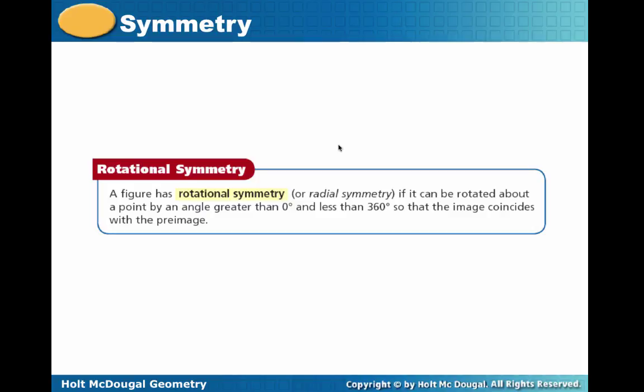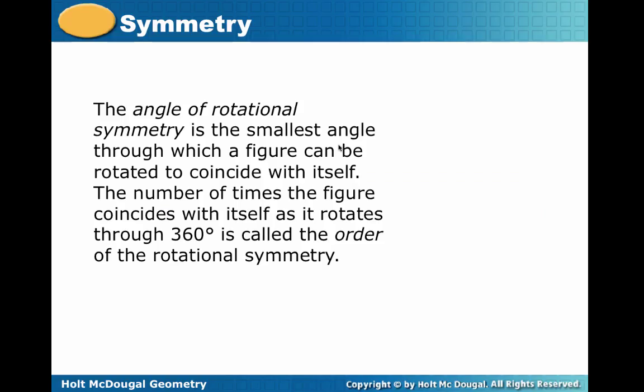Now, rotational symmetry. A figure has rotational symmetry if it can be rotated about a point by an angle greater than 0 and less than 360 degrees, so that the image coincides with the pre-image. The angle of rotational symmetry is the smallest angle through which a figure can be rotated to coincide with itself. The number of times the figure coincides with itself as it rotates to 360 degrees is called the order of rotational symmetry.